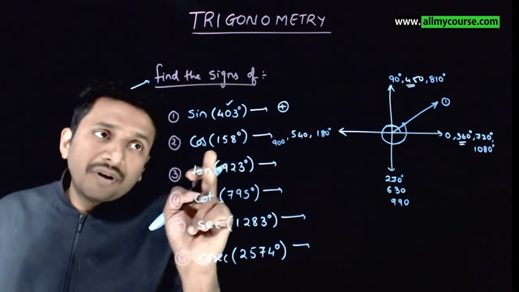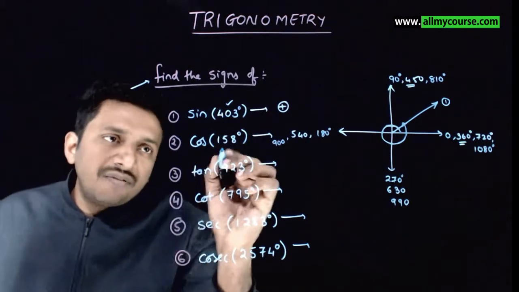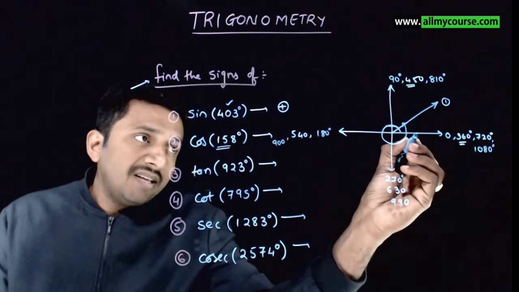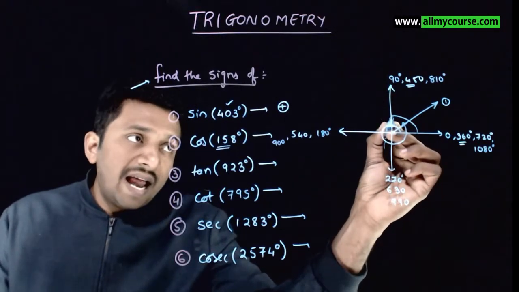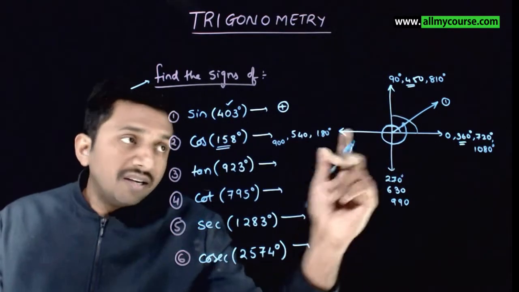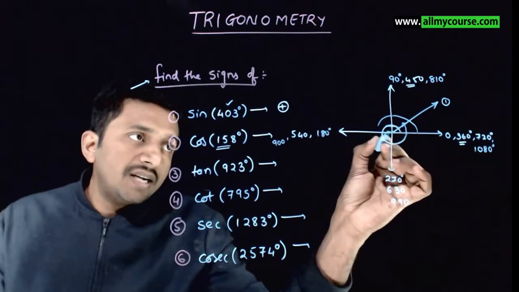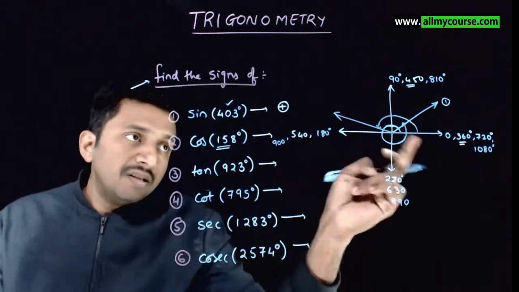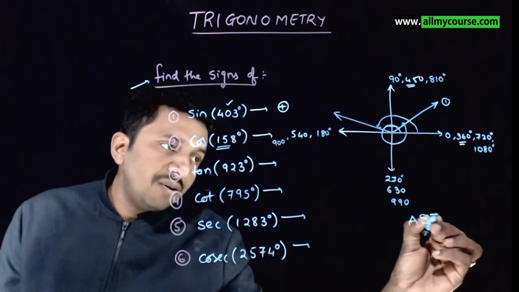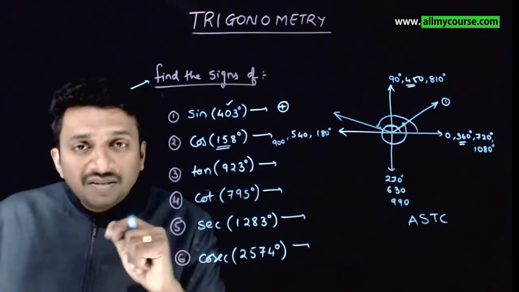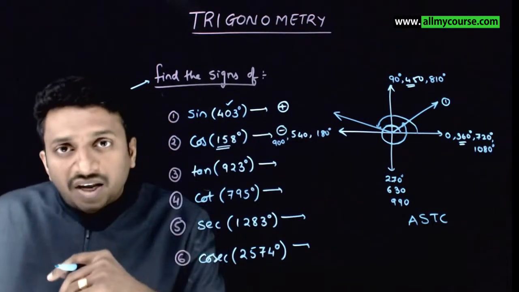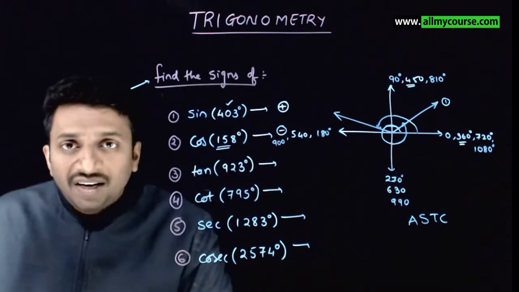Good. Next, let us go for cos 158 degrees. Where does 158 lie? If you start rotating the ray from 0, it goes to 90 and here it becomes 180. As you can see, 158 lies between 90 and 180, right? So if the ray rotates through 158, it will stop somewhere here. So the ray is in the second quadrant. In the second quadrant, just remember the ASTC rule. Sine is positive, which means cos and tan are negative. So cos 158 degrees will be a negative number.